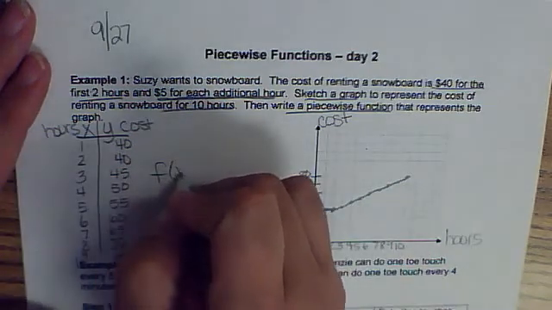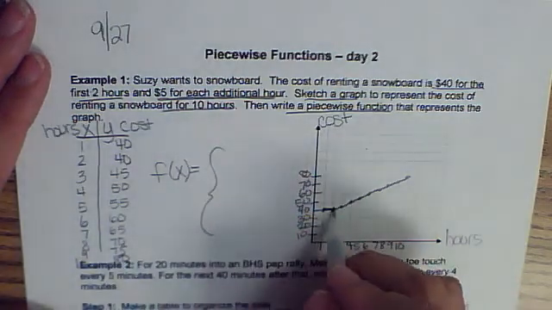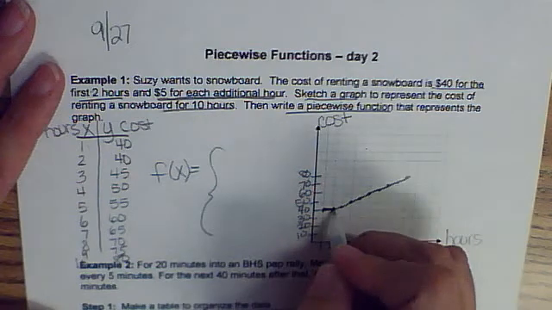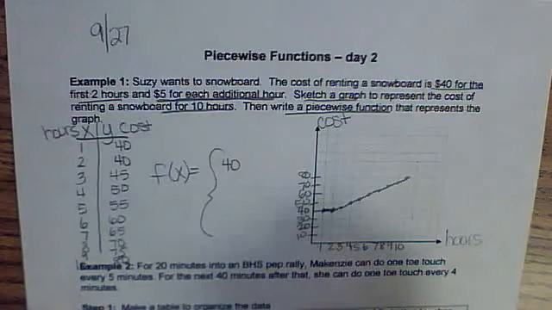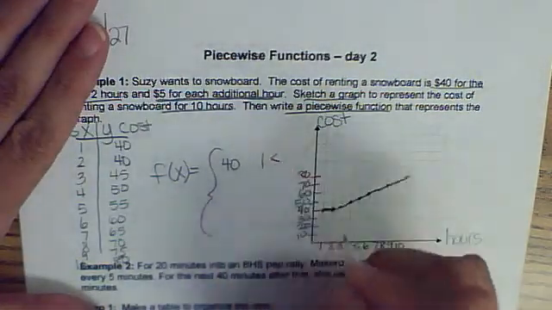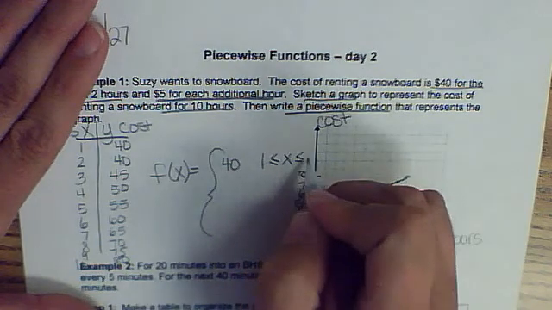So f of x equals the horizontal line. Remember, all horizontal lines are in the form y equals a number. So in this case, y equals 40. So f of x is 40. Our domain for that section is from 1 to 2. So we write that as 1 is less than or equal to x is less than or equal to 2.